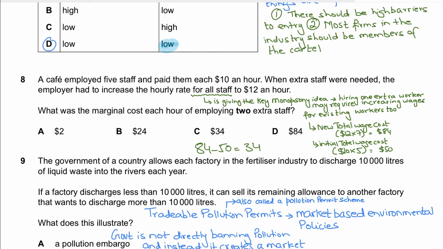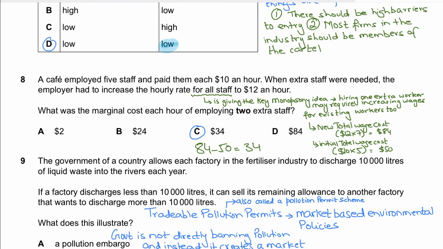Now what you simply need to do is calculate the new total wage cost for 7 employees, which is, you had 5 initially, so 12 times 7 would give you $84. That's your new total wage cost, while the initial wage cost was simply 10 times 5, right? $50. So it's just such a simple question. What was the marginal cost of employing 2 extra staff? The answer to question number 8 would be C for Charlie. Got it? So 8 is C.